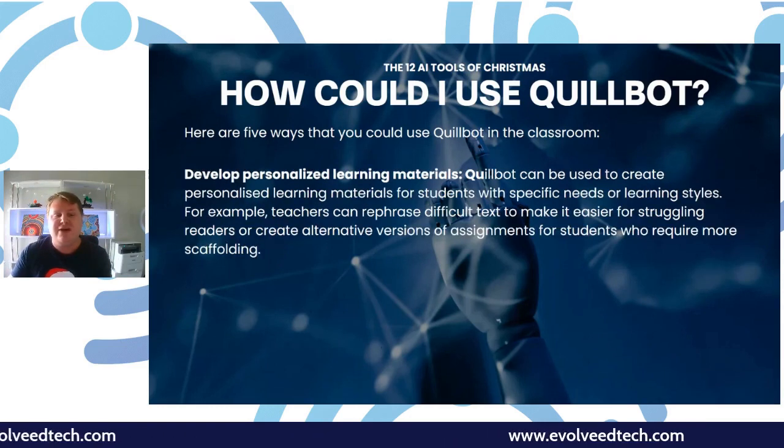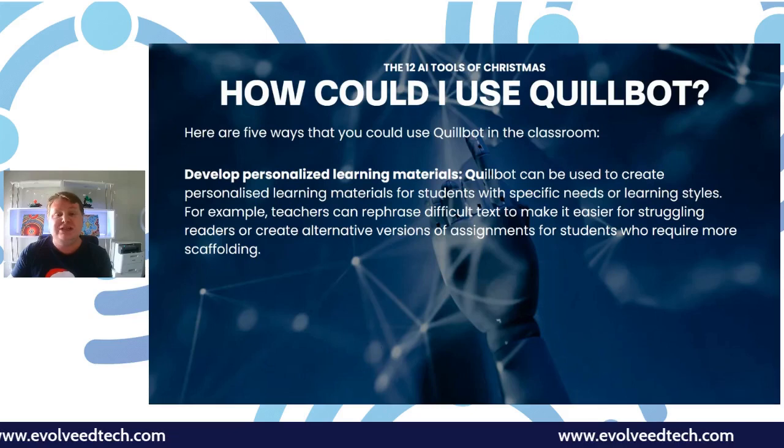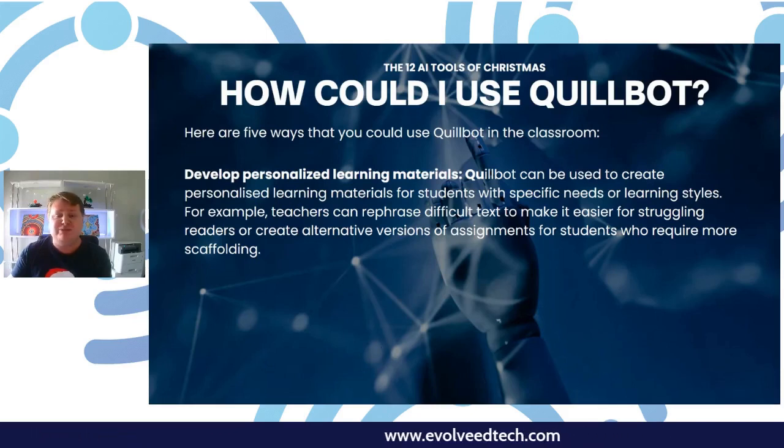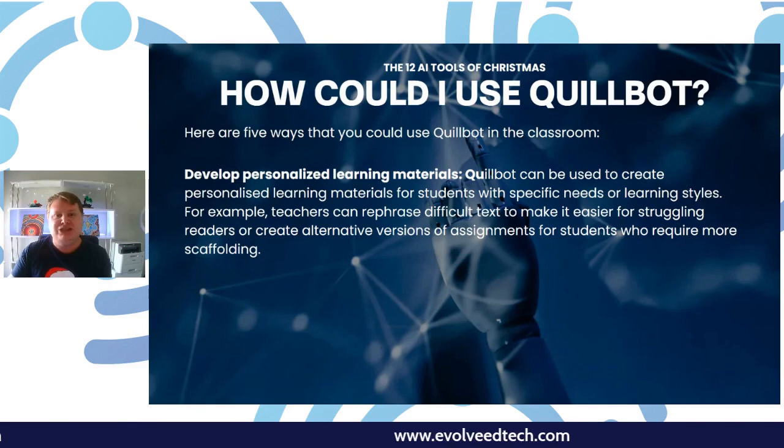Number 3, develop personalized learning materials. So with Quillbot, you can create personalized learning materials for specific students who might have specific needs or learning styles. So rather than recreating, you can simply rephrase difficult text to make it easier and more accessible. You can create alternative versions of assignments or worksheets. You can provide more scaffolding to ensure that all of your students have access and are able to complete their learning activities to their ability.